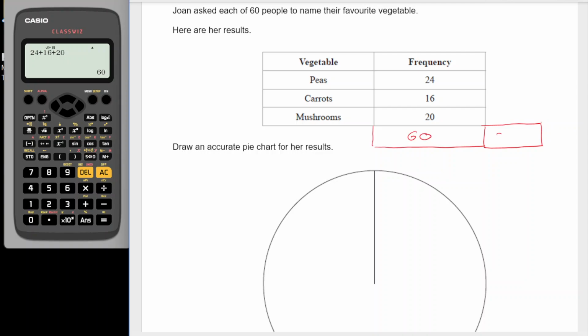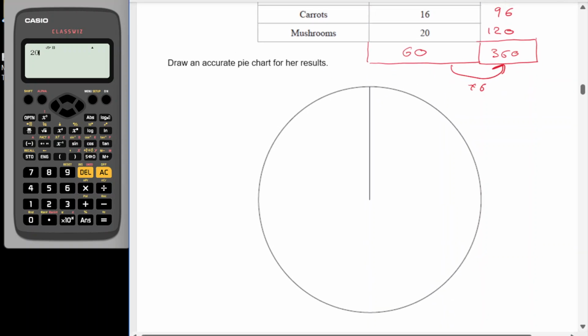We need our angles to add up to 360, which means that we're going to be timesing each of these by 6. So 24 times 6 would give us 144. 16 times 6 would give us 96. And then 20 times 6 would give us 120. Right, I'm just going to bring a protractor in for the next part then.